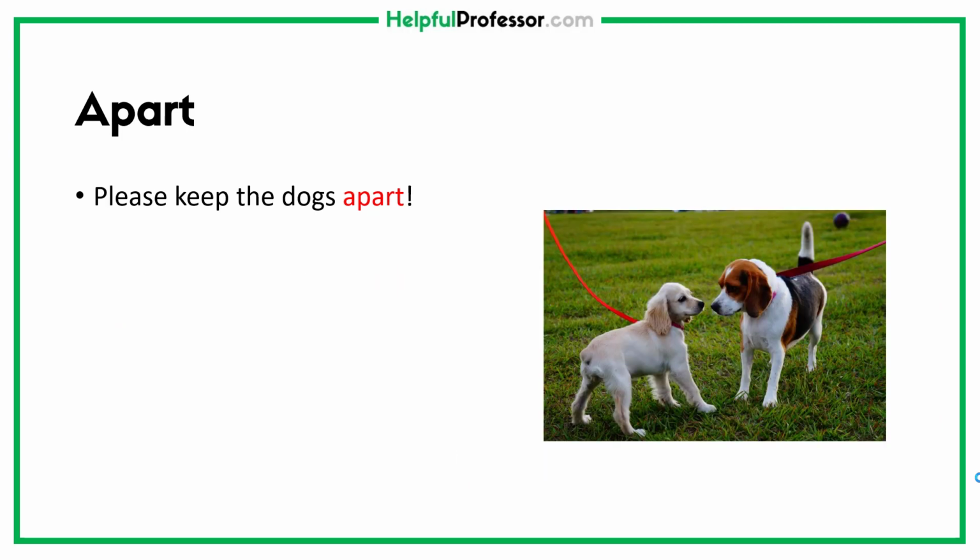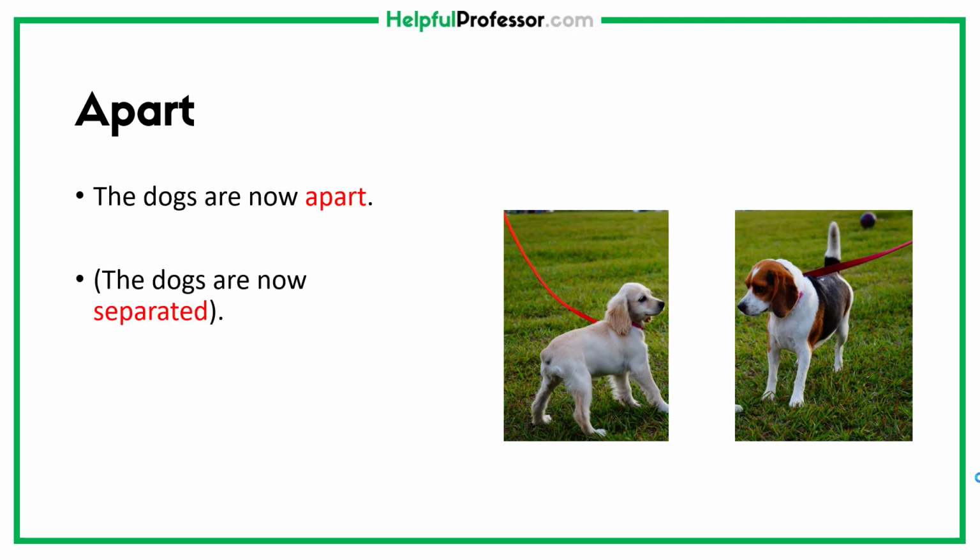Now let's look at "apart," which is one word, which means to separate things. So we can say, please keep the dogs apart. We've got these two dogs here and they're looking at each other and they might be about to have a bit of a fight. So the owners want to keep them apart. We can see that they're apart now. The dogs are now apart. The dogs are now separated.